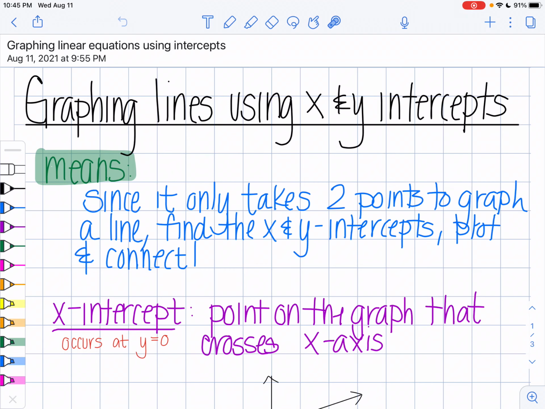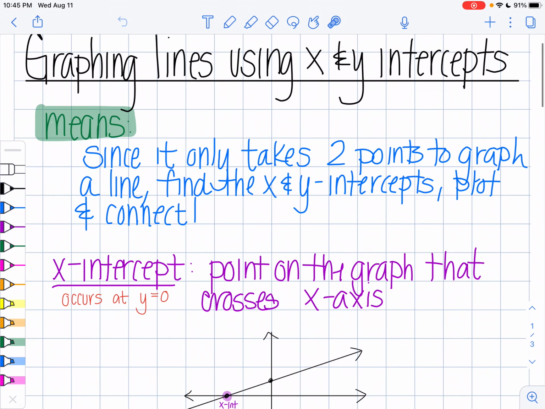Hello, in this video we're going to talk about graphing lines using x and y intercepts. So what does that mean? It means that I'm going to take my x and y intercepts, which are 2 points, and I'm going to plot them and connect them. Why can I do that? Because it only really takes 2 points to graph a line, so I can use those 2 points and then make my graph. But first we have to know what is an x-intercept and what is a y-intercept.